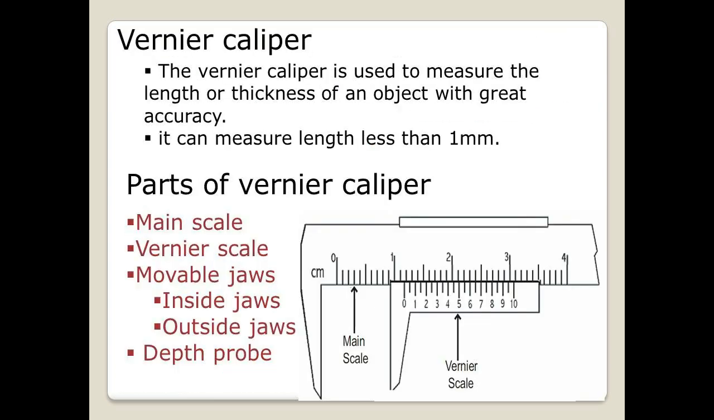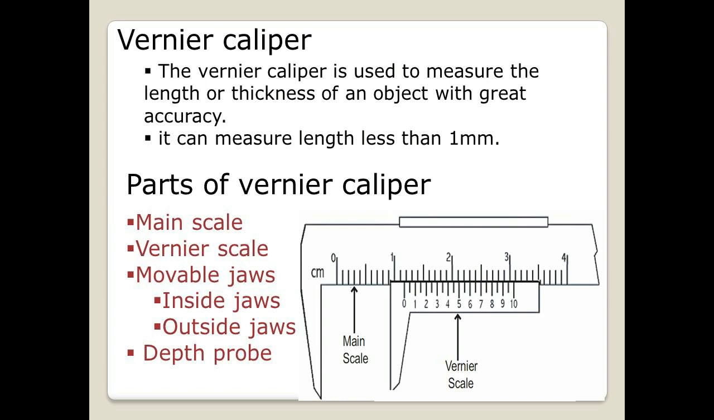We have many instruments to find length and thickness of an object. Here we have a special instrument, that is vernier caliper. The vernier caliper is used to measure length or thickness of an object with great accuracy. It can measure lengths less than 1 millimeter. Let's see the parts of vernier caliper.